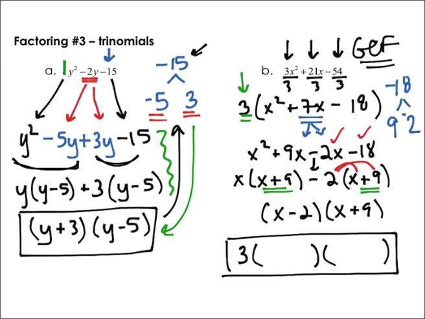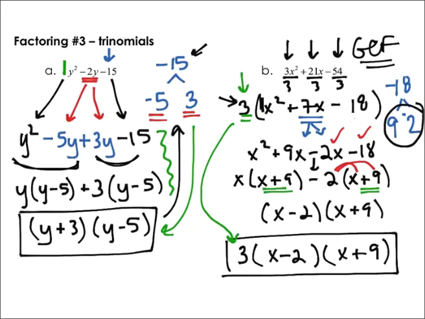Now, the reason that I wrote the 3 to begin with, remember we needed that 3 to be part of the answer. So just write the rest of it. x minus 2, x plus 9. Again, after we took out the GCF of 3, we had a 1 as a leading coefficient, so you could have at this point just taken the 9 and the negative 2 and written your two factors. Let's try some more that are a little trickier.